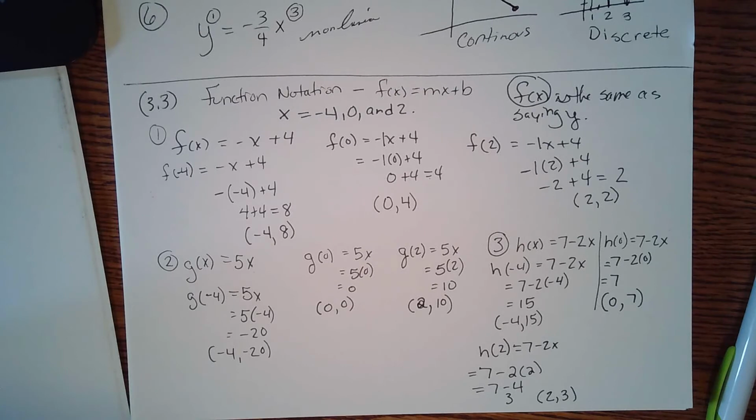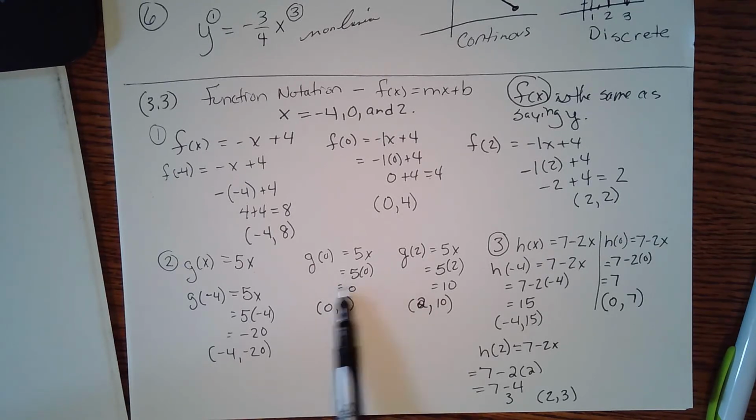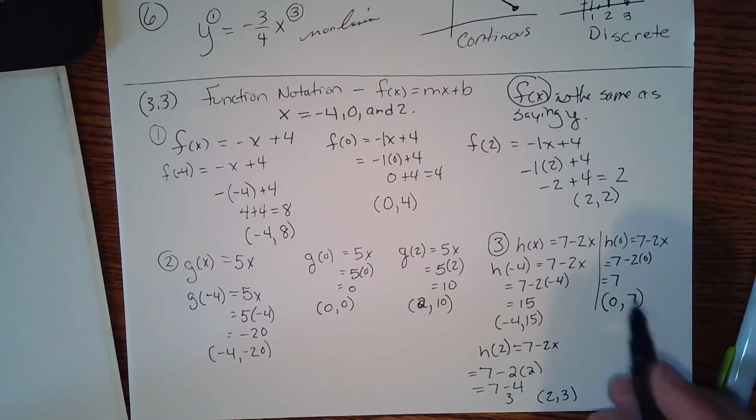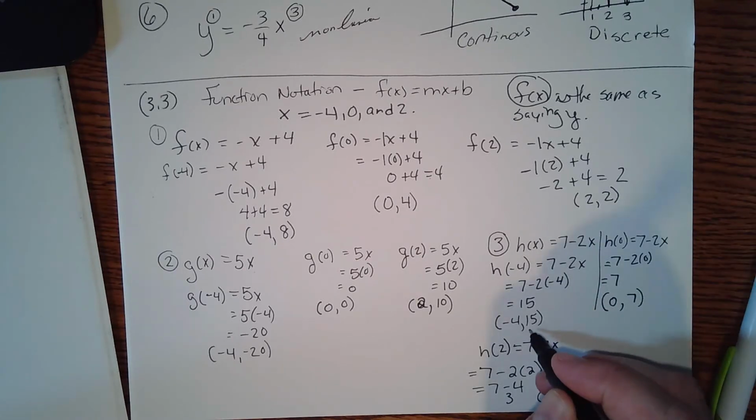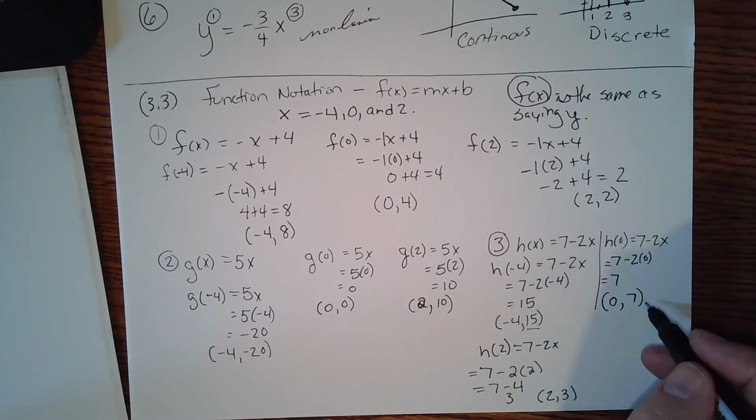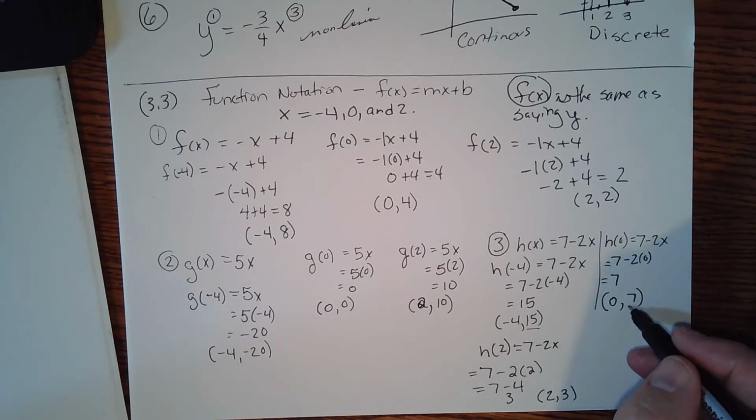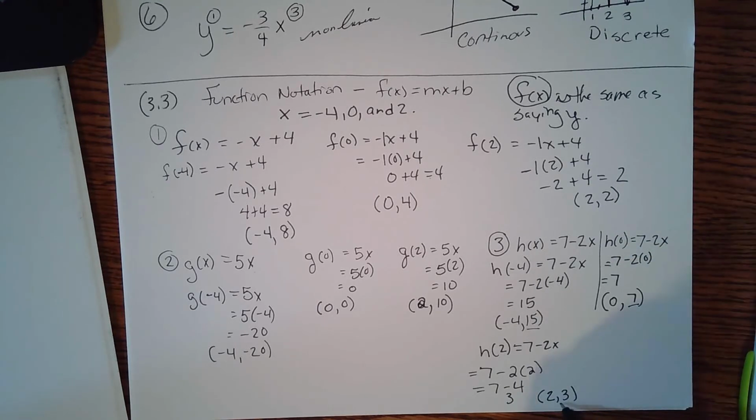Okay, now let's check out and see how you did. When you had g of negative 4, you would have gotten negative 20. If you had g of 0, you're going to have 0. You have g of 2, you're going to have 10. Now let's look at this one. For number 3, if you put in negative 4, you're going to get 15. If you put in 0, you're going to get 7. And if you put in 2, you're going to get 3. So how'd you do? Good.